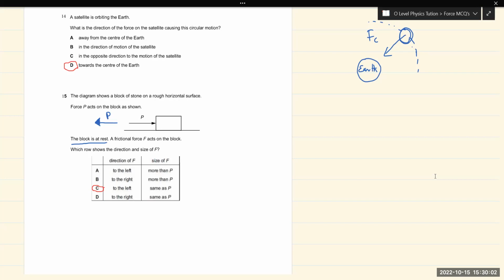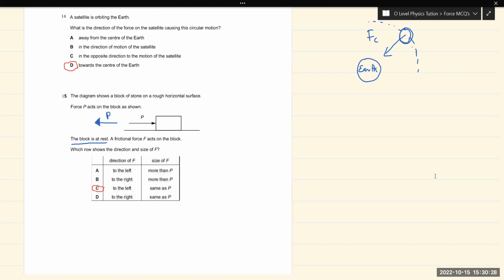ठीक है, the diagram shows a block of stone on a rough horizontal surface. Force P acts on the block as shown. The block is at rest. A frictional force F acts on the block. Block पर F apply हो रही है. Which row shows the direction and the size of F?